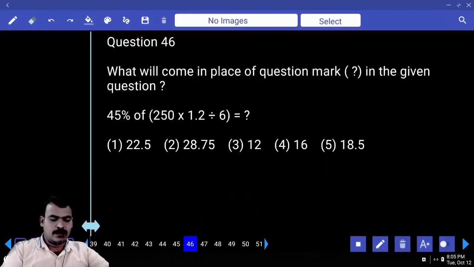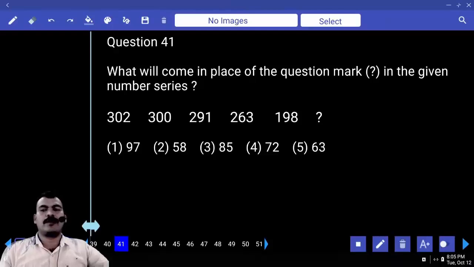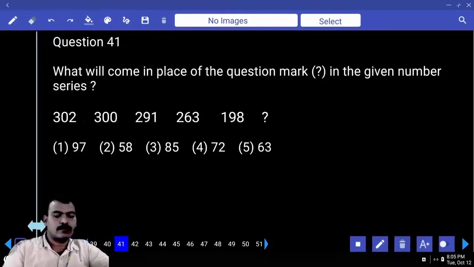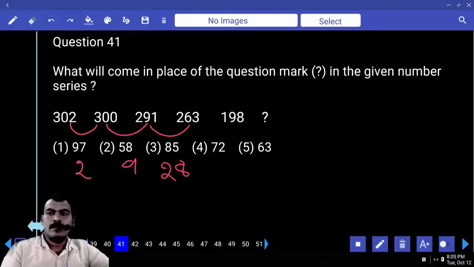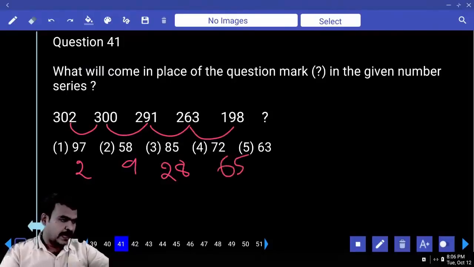From the 41 to 50 number series, what is the first difference? 302 and 300, the difference is 2, right? Next, 300 and 291, difference 9. 291 and 263, difference 28, right? 263 and 198, the difference is 65, right?